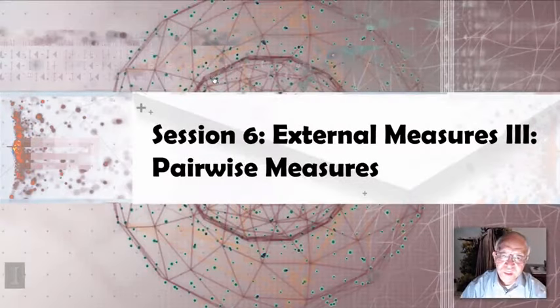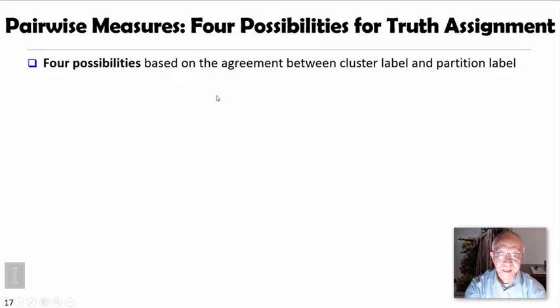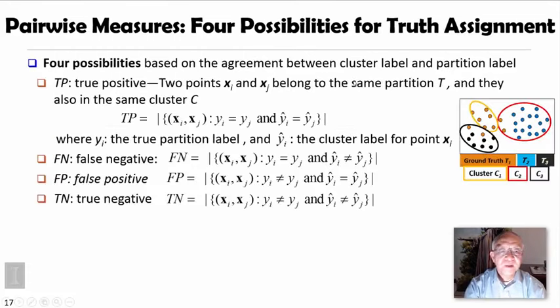In this session, we're going to introduce a third kind of external measures called pairwise measures. What are pairwise measures? That means we take any 2 points, we see whether they agree between their class label and the partition label. So there are 4 possible cases for any pair. We have true positive, false negative, false positive, and true negative.